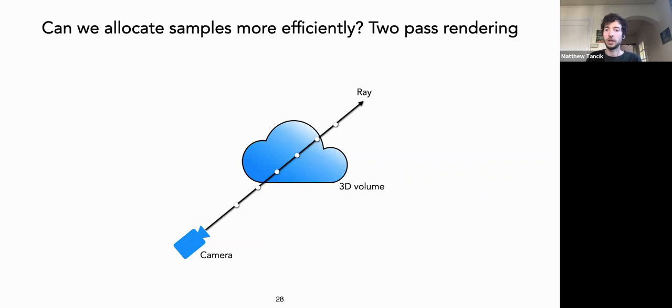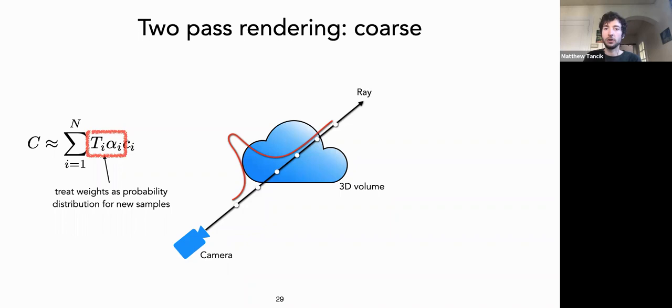So to make this a little bit more efficient, we do a two-pass hierarchical volume rendering, which increases our effective learned resolution given a fixed sampling budget. In the first round, we just sample regularly spaced linear points along the ray. Then we can calculate the accumulated color using the equation that I previously described. If you remember, the accumulated color is just a weighted sum of each segment's colors. So if we normalize the per-sample color weights, we can treat them as a probability distribution. And this tells us roughly how much each location contributed to the final color.